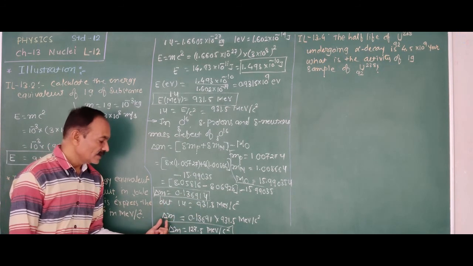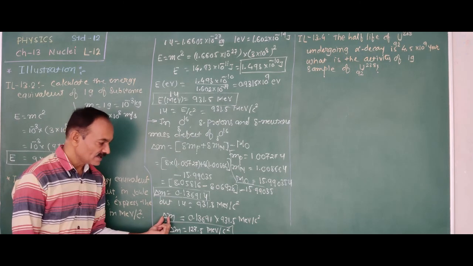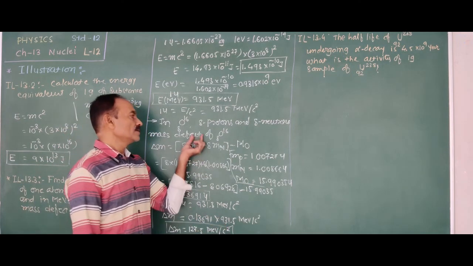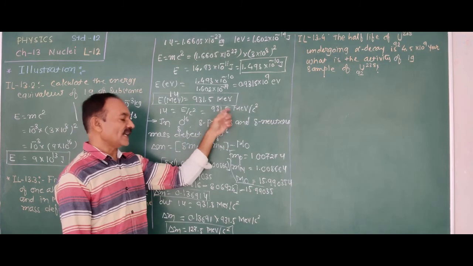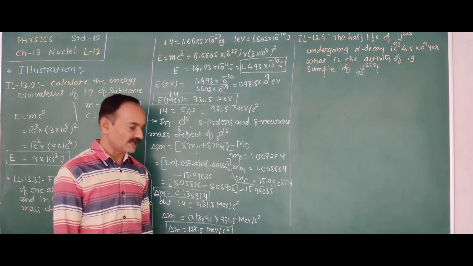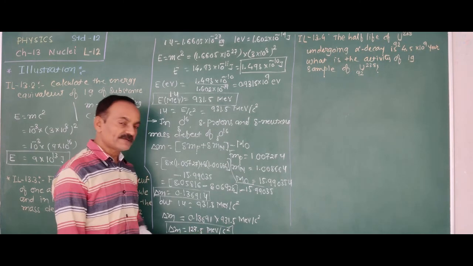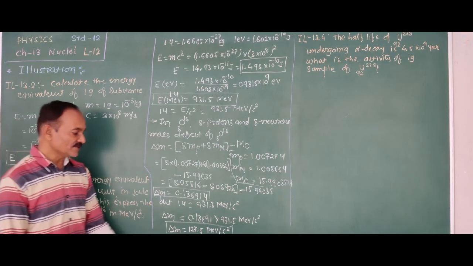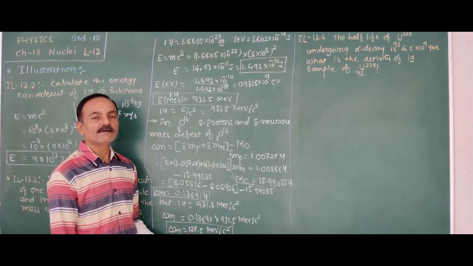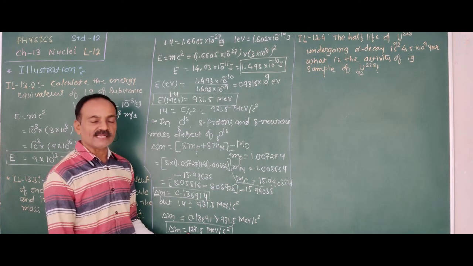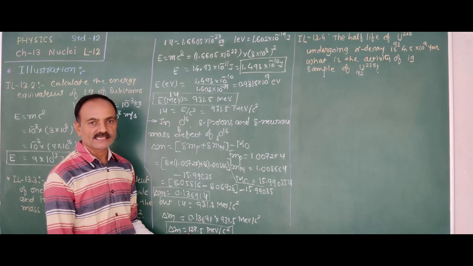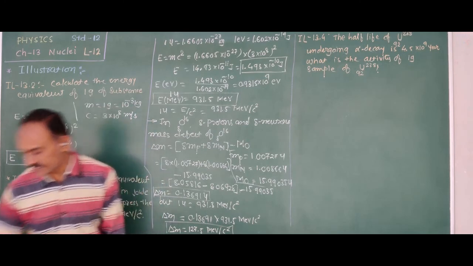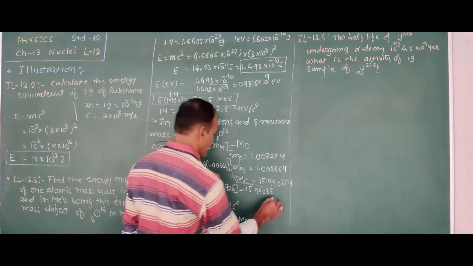Now for oxygen, we obtain the mass defect delta M is equal to 0.13691 atomic mass unit. Therefore, mass defect of oxygen is equal to 0.13691 into 931.5 MeV per c square. We have to multiply this. Therefore, we obtain 127.5 MeV per c square. Actually, that is the binding energy. To separate the protons and neutrons from the oxygen nucleus, we require 127.5 MeV energy.